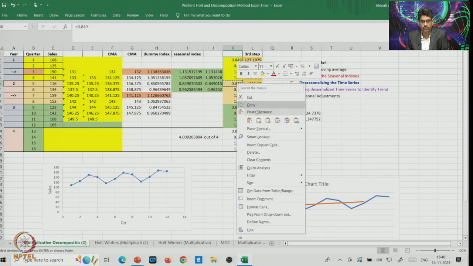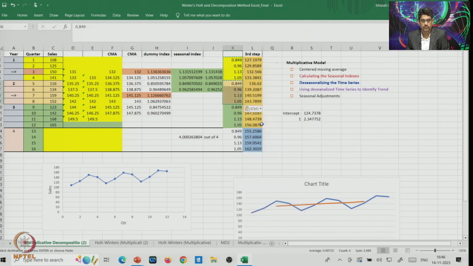We have copied and pasted it for everyone. Here also we have pasted, because we will be using this data. Now we have pasted this data for everybody. So the index calculations are done now for every year. For the fourth quarter also we have stored it.